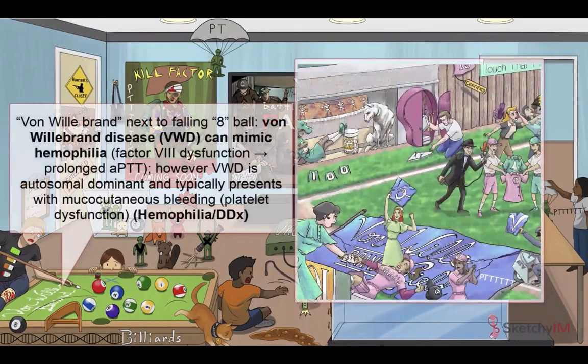Alright, I know I keep bringing up that platelet sketch, but I just wanted to remind you that von Willebrand disease can look a lot like mild hemophilia, with prolonged APTT and bleeding. Why? Because von Willebrand factor is important for the stabilization of factor 8, of course.